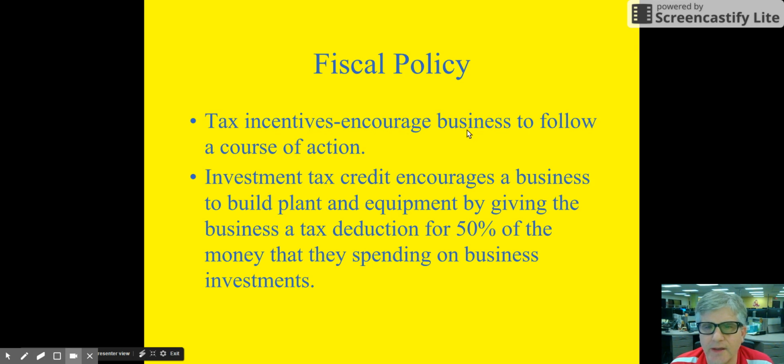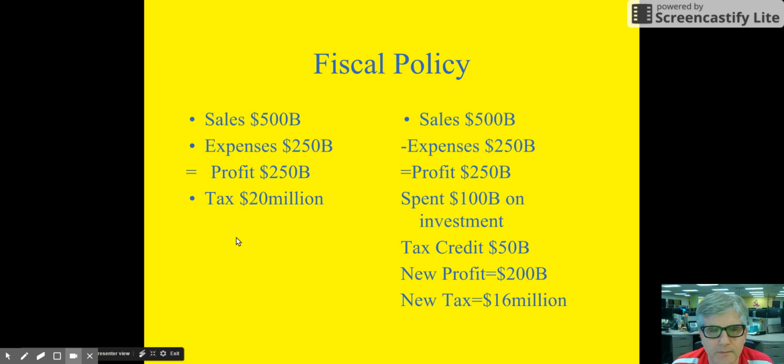Tax incentives encourage business to follow a course of action. Investment tax credit encourages a business to build plant and equipment by giving the business a tax deduction, say for 50% of the money that they spend on investments. These are side-by-side examples. So this is a company that has sales of $500 billion. They have expenses of $250 billion. They have a profit of $250 billion. They have a tax on this, say it's like 25% or 30%. So this is their tax.